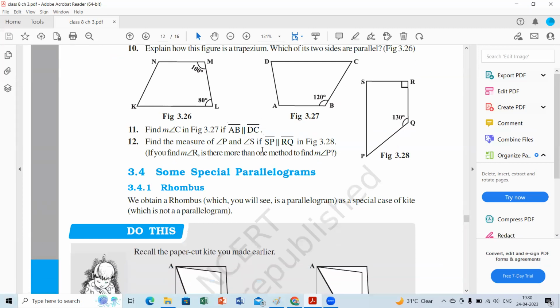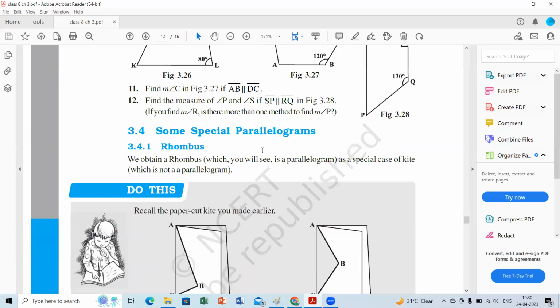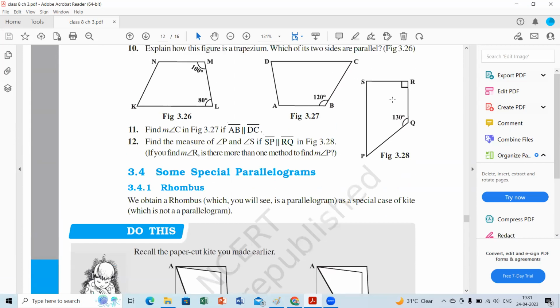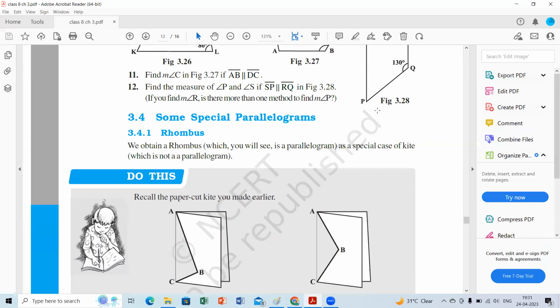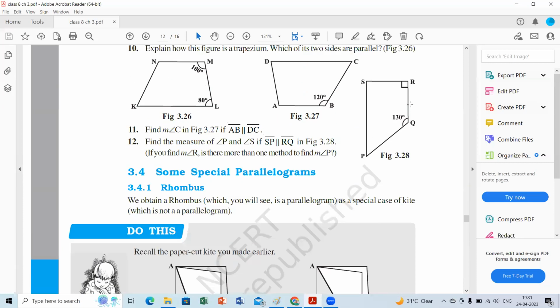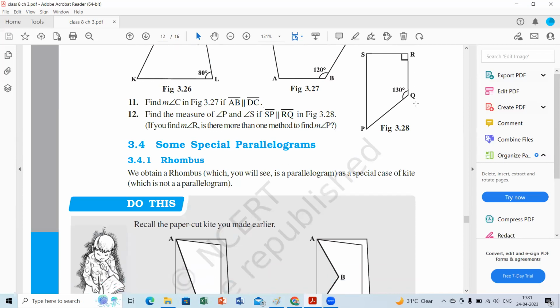Yes, right, ma'am. We can do transversal also. If you bisect, transversal means alternate angles. Even then, P and Q will be on the same side of the transversal. So P will be 50 degrees. All right, same answer you are getting? Yes.